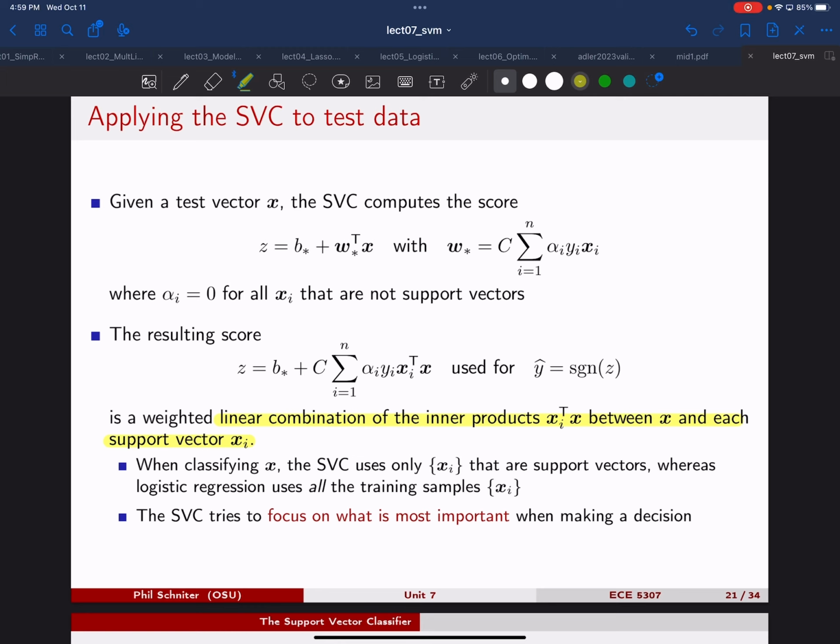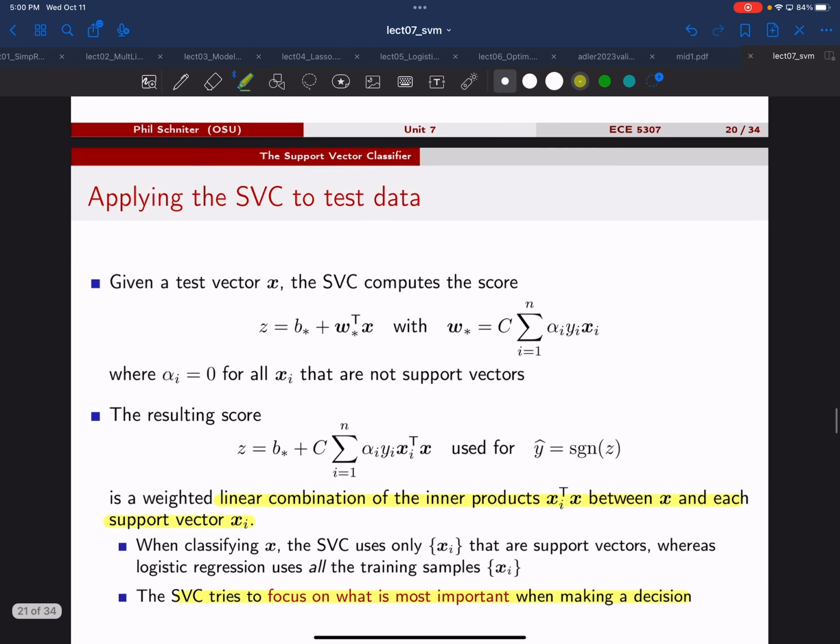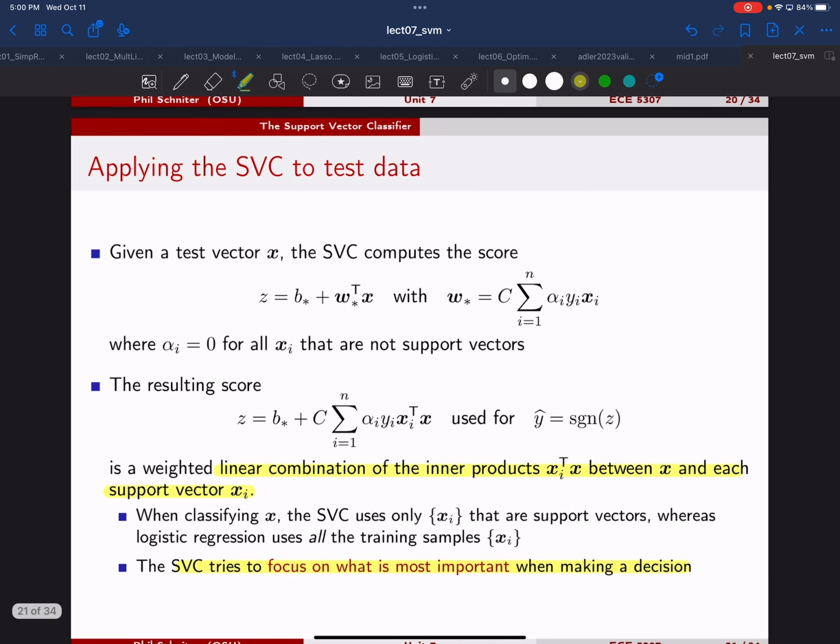So SVC is trying to focus on what's important when making a decision, rather than just using all the training samples like logistic regression does. Okay. All right. Any questions on this? All right.